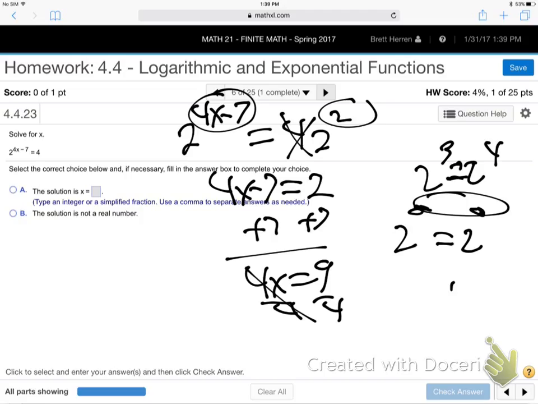That is nice when you can make the bases the same. But it won't work when the bases can't be made the same. So I'm giving you the one method that always works, natural log. That'll always work. All right.